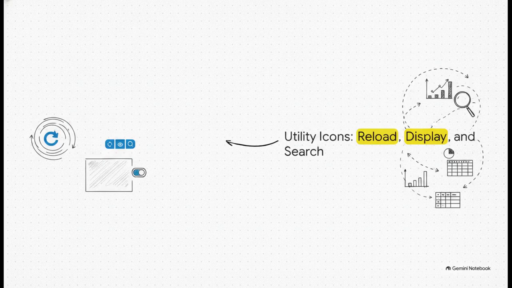Over on the top right side of the object list, you've got your utility icons. There's a circular arrow for reload, which lets you refresh the content so you always have the most up-to-date view. Next to that is the eye icon for display, letting you adjust what content is currently visible on your screen. And finally, you have the magnifying glass. That's your search function, which opens up report filters so you can narrow down your search, manage table sorting, and even resize your columns to drill down into really specific data.